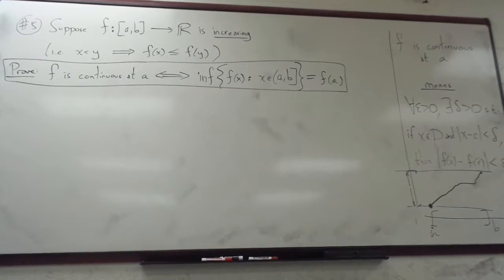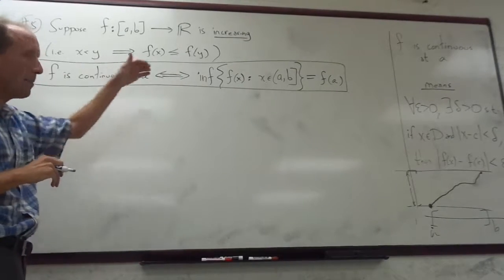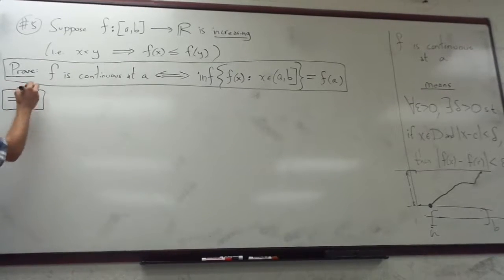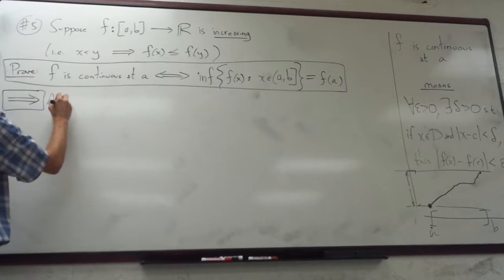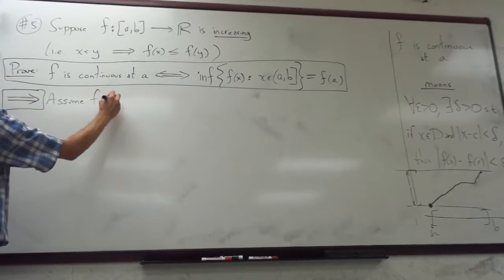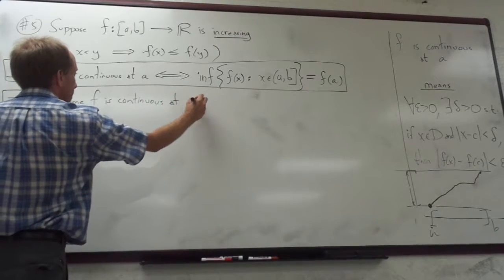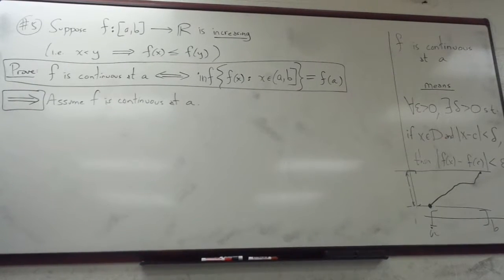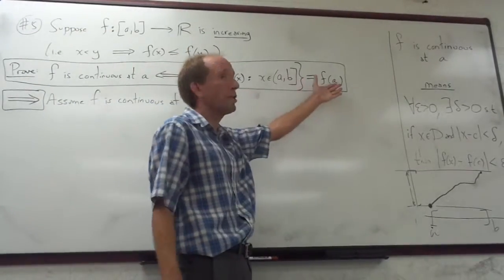Okay. Well, we have to prove this both directions. So forward and backwards. So I'm going to start with forward. Okay. So I'm going to assume f is continuous at A. And I'm going to try to show that my infimum of this set is just f of A.